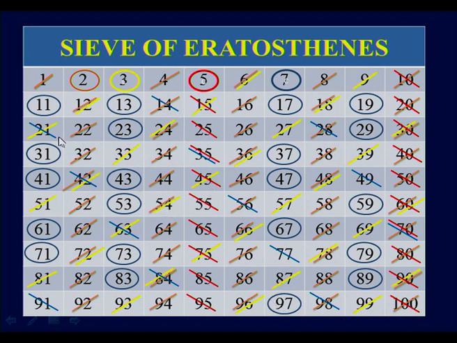So, children, total how many prime numbers are there below 100? As we can see here, you can count them. We have 25 prime numbers below 100 and the numbers that are struck off, they are called composite numbers. As we have already learnt, one here is neither prime nor composite number.